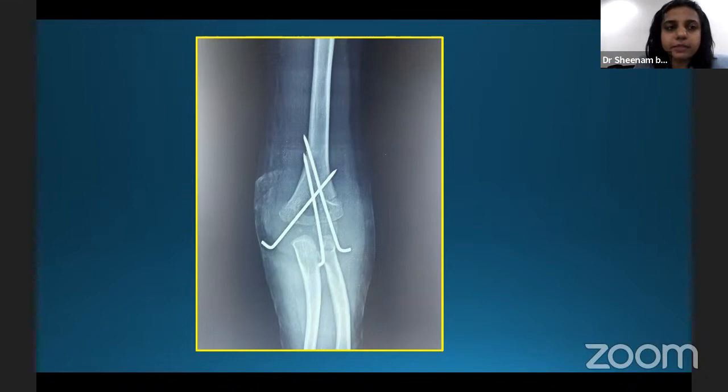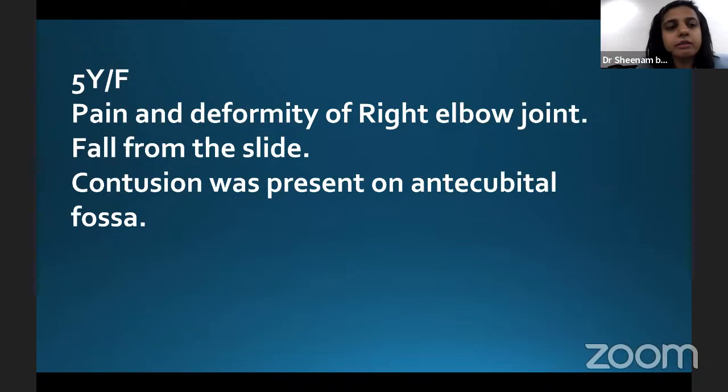The next case was a 5-year-old girl who came to us with pain and deformity of the right elbow joint. There was a history of fall from a slide. Contusion was present on the antecubital fossa. You can see here.